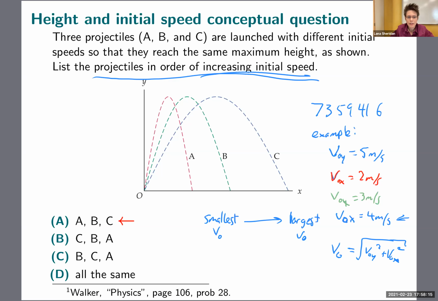Okay, anyone unclear about it at this point? Nope, okay. And we can see that C must have the largest initial speed, or sorry, the largest X component, because it goes the furthest in the same time.